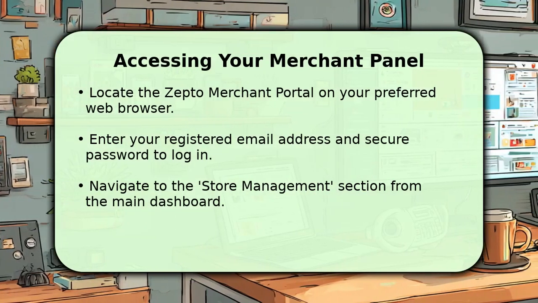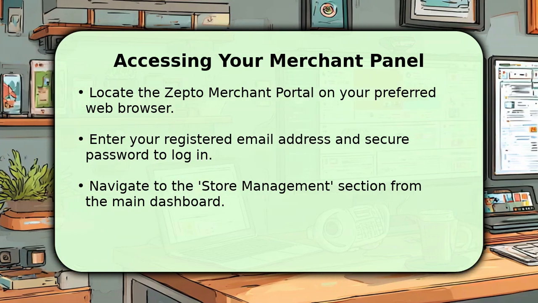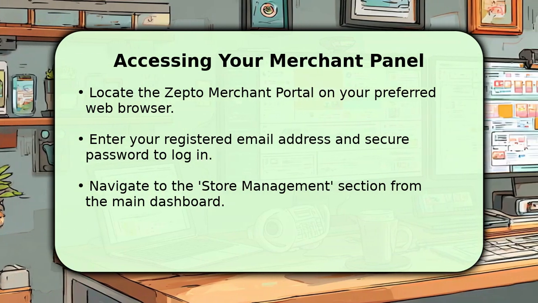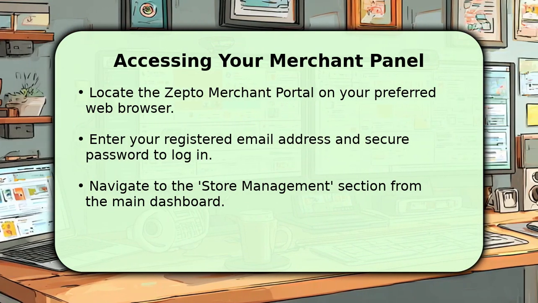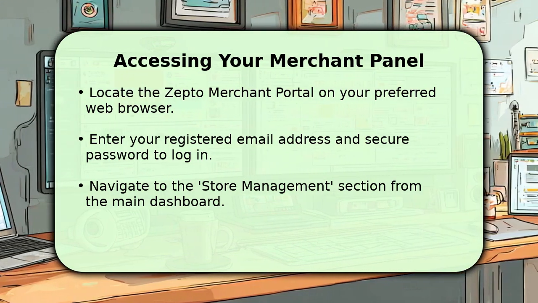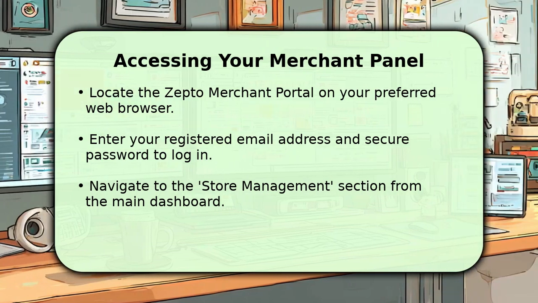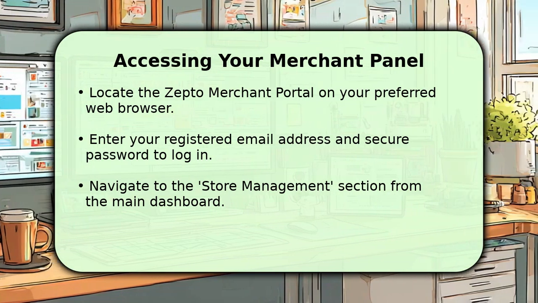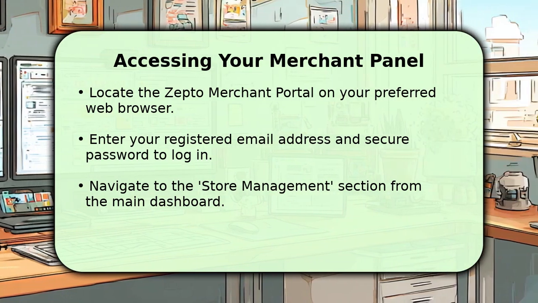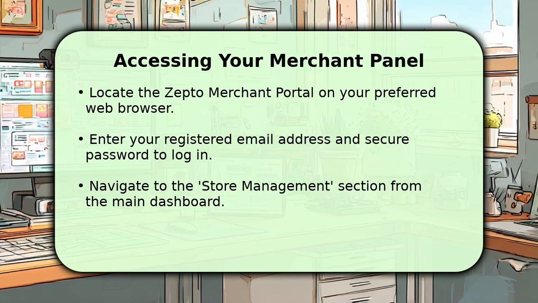First, open your web browser and go to the Zepto merchant portal. Use your registered email and secure password to log into your account, ensuring a safe entry. Once inside, you will see your main dashboard. Look for the store management option, usually found on the left-hand navigation panel. Clicking this will bring you to the central hub for all your store's editable settings.